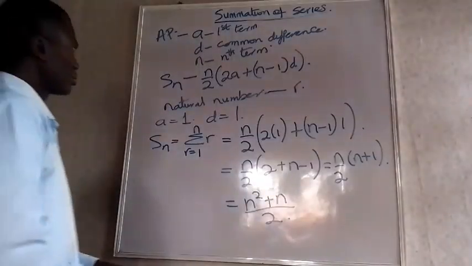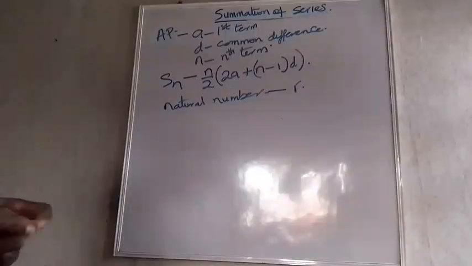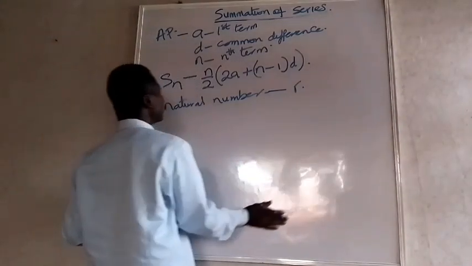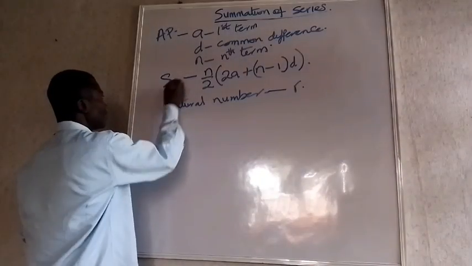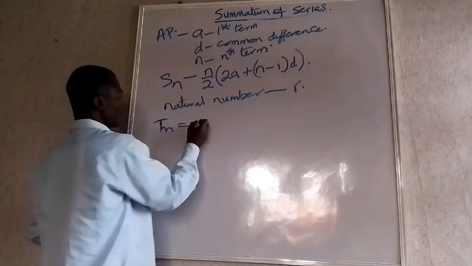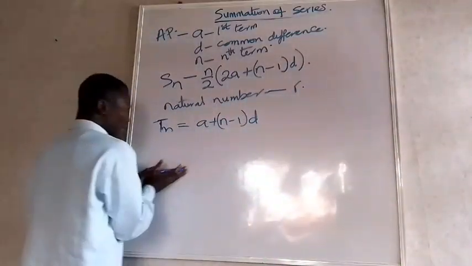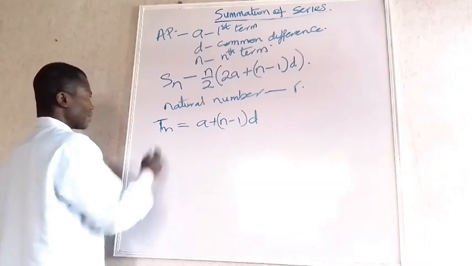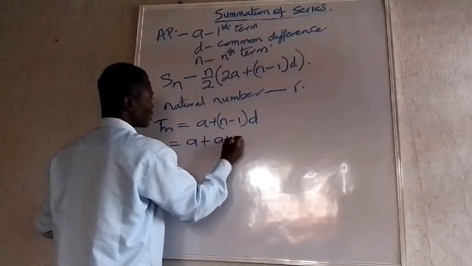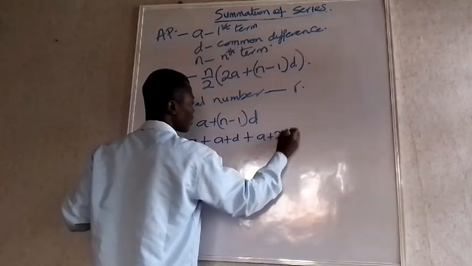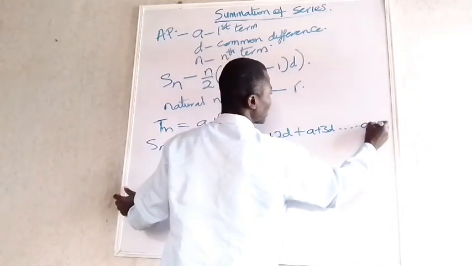Another way you can also use is to arrange it forward, arrange it backward. Okay, let me quickly do that. Just like the way we got this formula, where we said Tn, the nth term, is equal to a plus n minus 1 into d. We will now arrange it forward, arrange it backward, and then we sum the whole thing. Like this, Sn will be equal to a plus d plus a plus 2d plus a plus 3d, up to a plus n minus 1 into d.